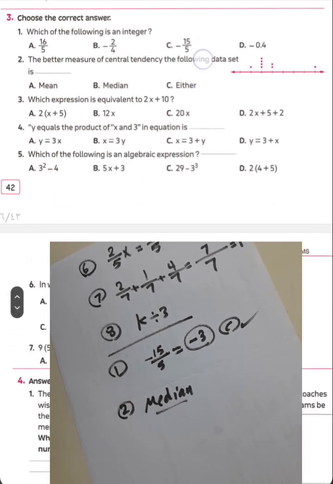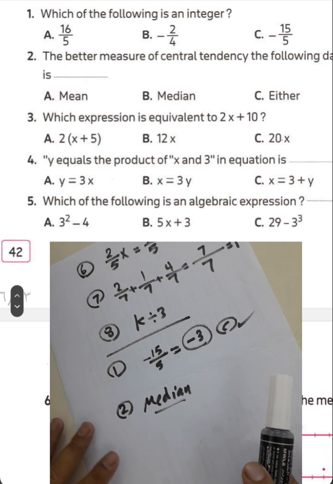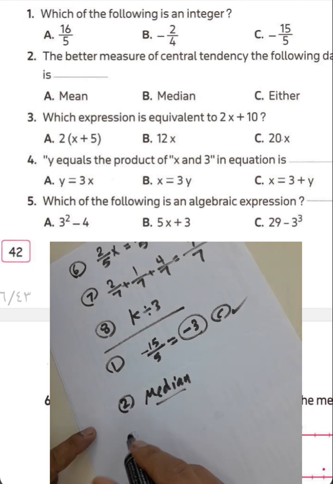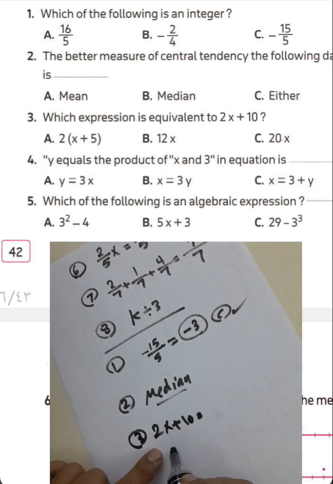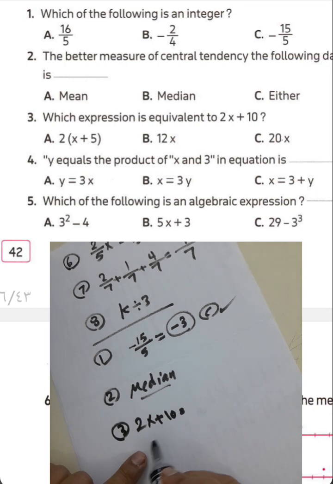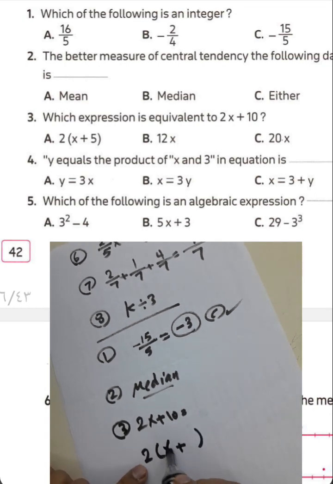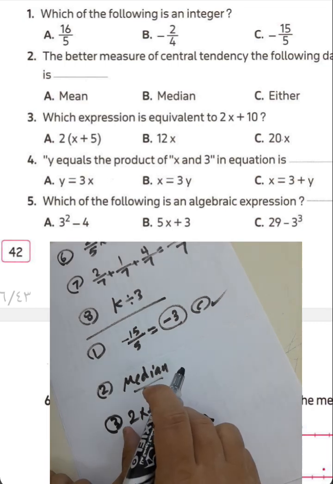Okay. Question 3. Which expression is equivalent to 2x plus 10? About question number 3, we can write 2 outside as the highest common factor between the two terms. 2x divided by 2 equals x and 10 divided by 2 equals 5. Choose letter A. We write 2 as the highest common factor between the two terms.